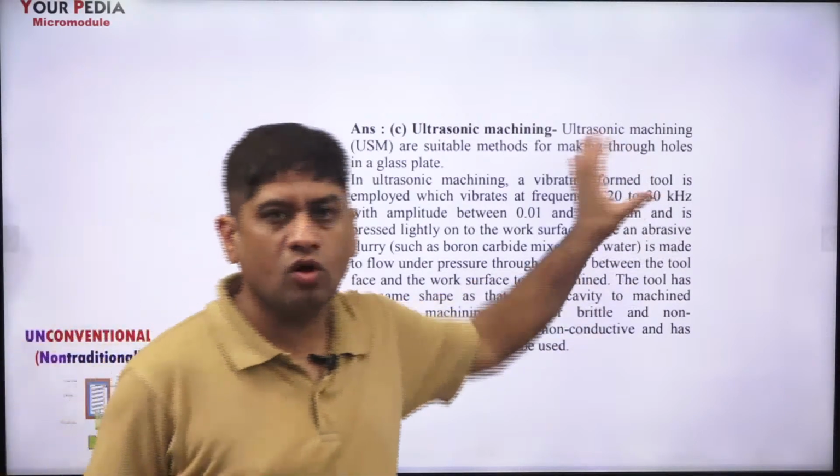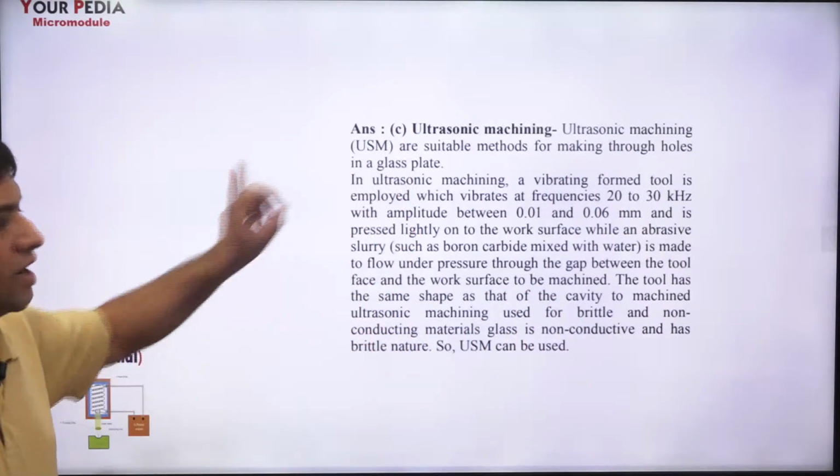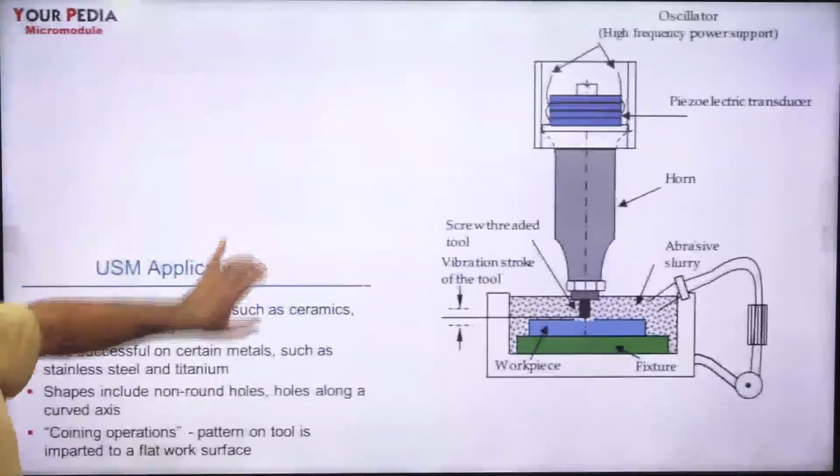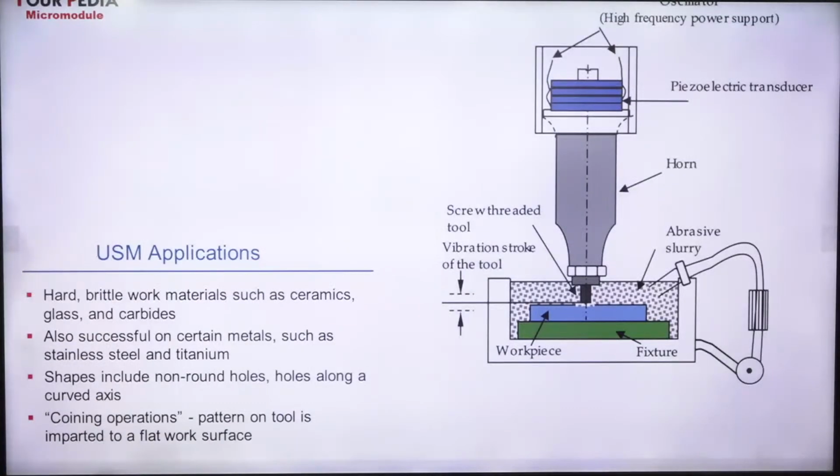So a lot of information in this small passage. Remember this information: ultrasonic machining and abrasive jet machining for cutting the glass. Remember that it is a brittle material. Also ultrasonic machining has certain applications, and that is for glass, carbide, ceramics, hard and brittle work material. Also sometimes other metals like stainless steel, titanium you can use it. Holes and different shapes can be produced, and blind holes can also be produced. Coining operation is one example of this. So also remember the applications of non-traditional machining. Application also you should know.